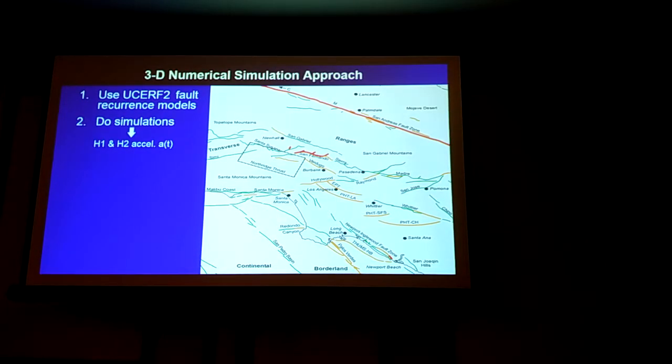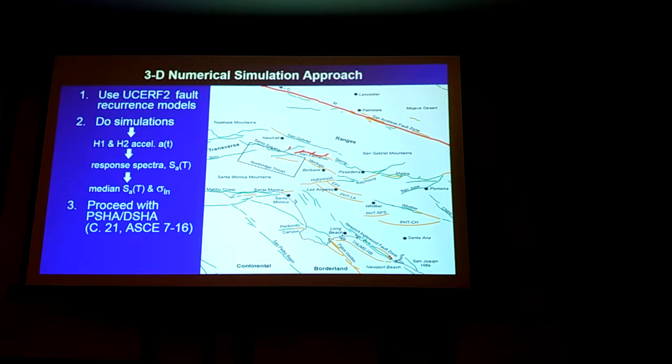Many of them were done so that at each grid point, the two horizontal components of ground acceleration were computed. From that, the response spectra of these components were computed, and then because of the large ensemble of motions for a given magnitude on a given fault, you could generate the median and the standard deviation, and under the assumption that this distribution is lognormal, you can then proceed with the probabilistic and deterministic hazard analysis according to the site-specific procedures in Chapter 21 of ASCE 7-16, with the final result being this risk-targeted maximum considered earthquake response spectrum.